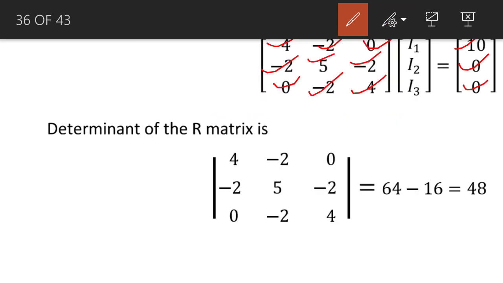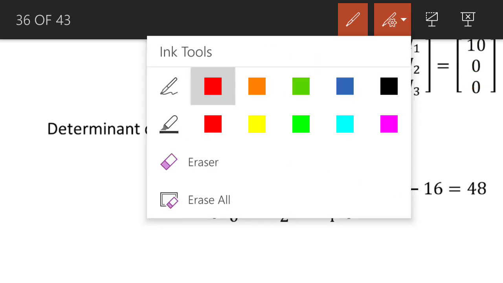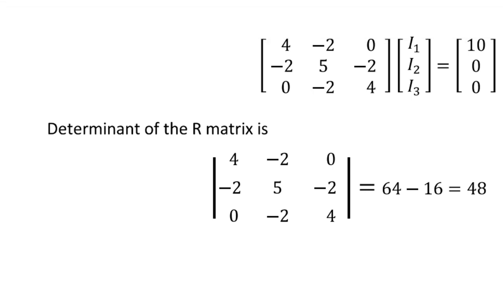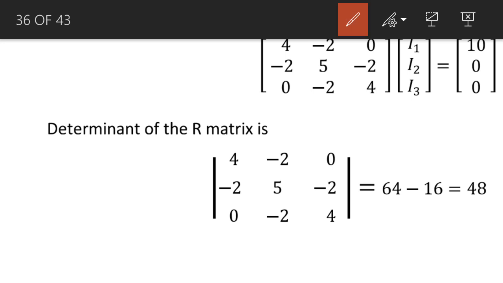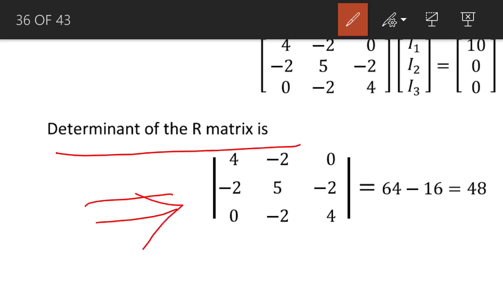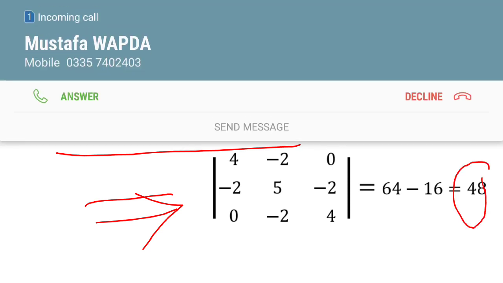So what we do, we find out the determinant of the R matrix. So here is the determinant of the R matrix. If we find out the determinant of the R matrix, it turns out to be 48.